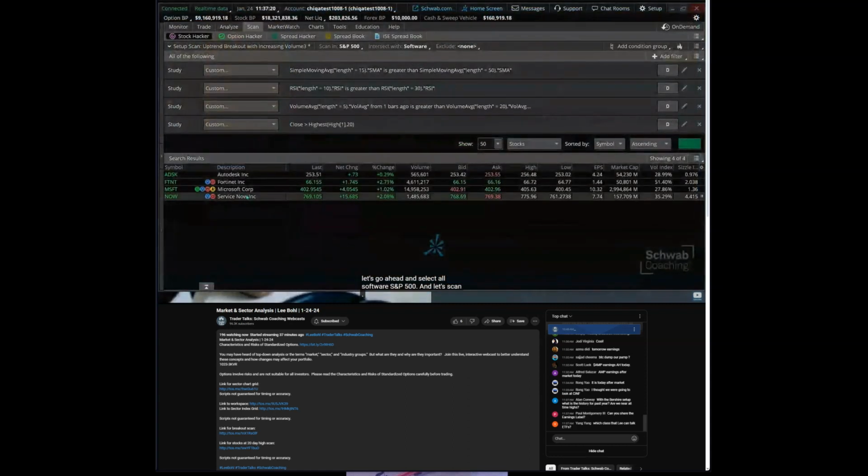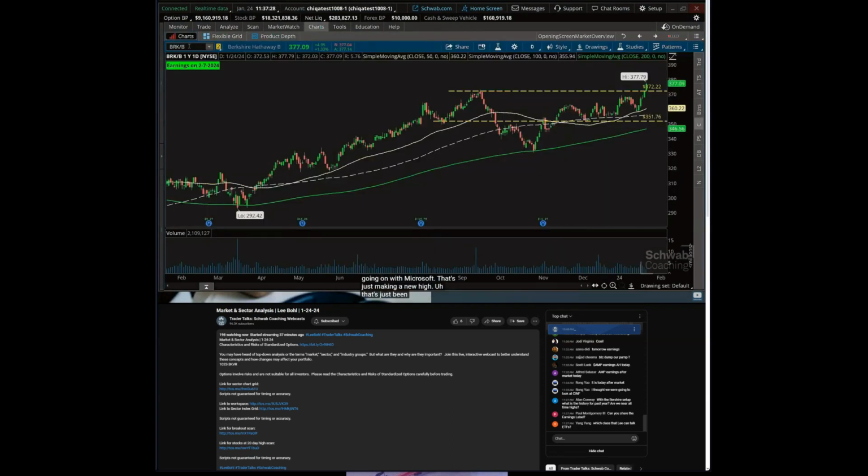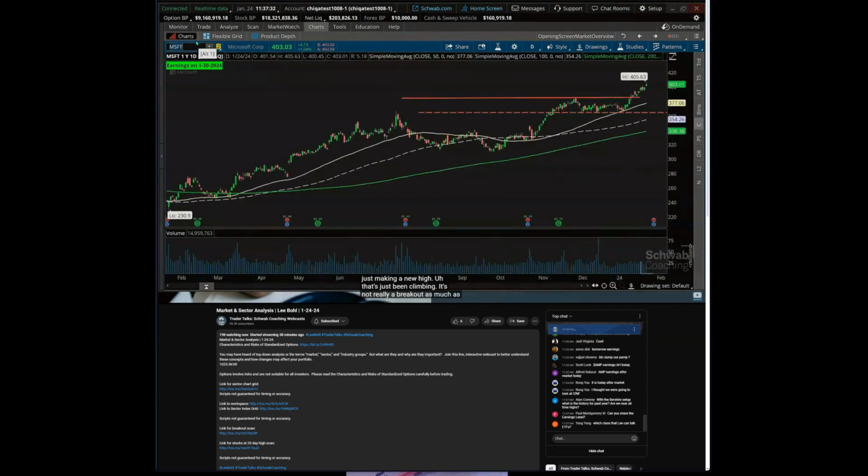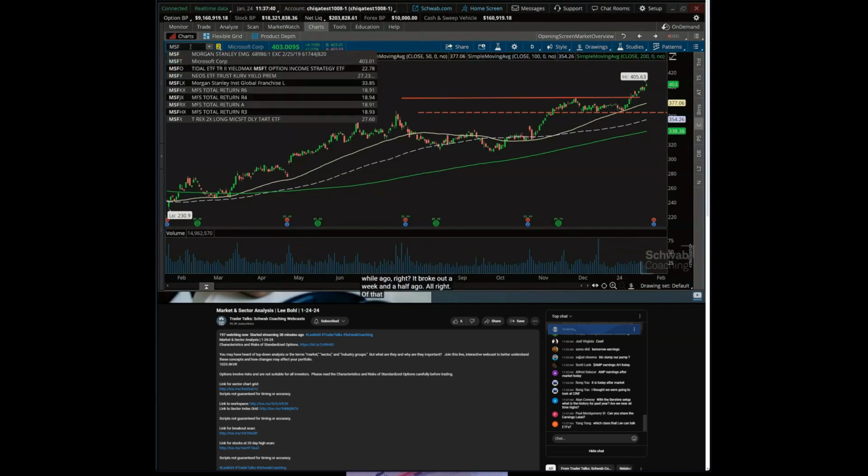All right. Well, we know what's going on with Microsoft. That's just making a new high. That's just been climbing. It's not really a breakout as much as it's continuing to make 20-day highs. Okay. It broke out a while ago, right? It broke out a week and a half ago. All right. Of that list, though, Fortinet is on there.